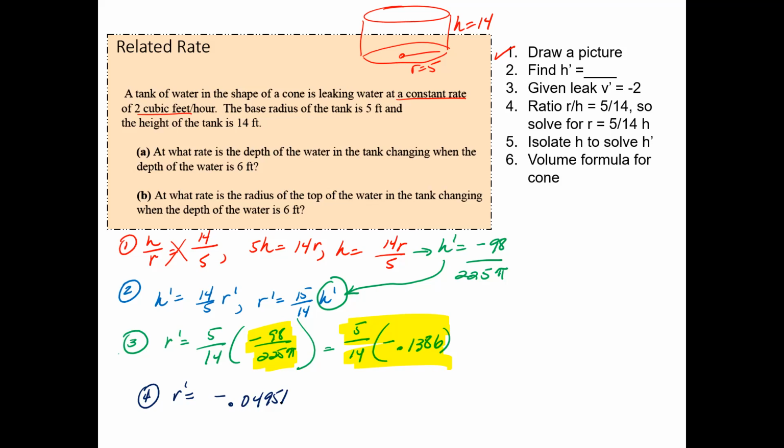And that is going to be the rate of the radius at the top of the water in the tank. Then at what rate is the depth of the water changing? Well, you found that it's right here. So that answer is A, and this part answers B.